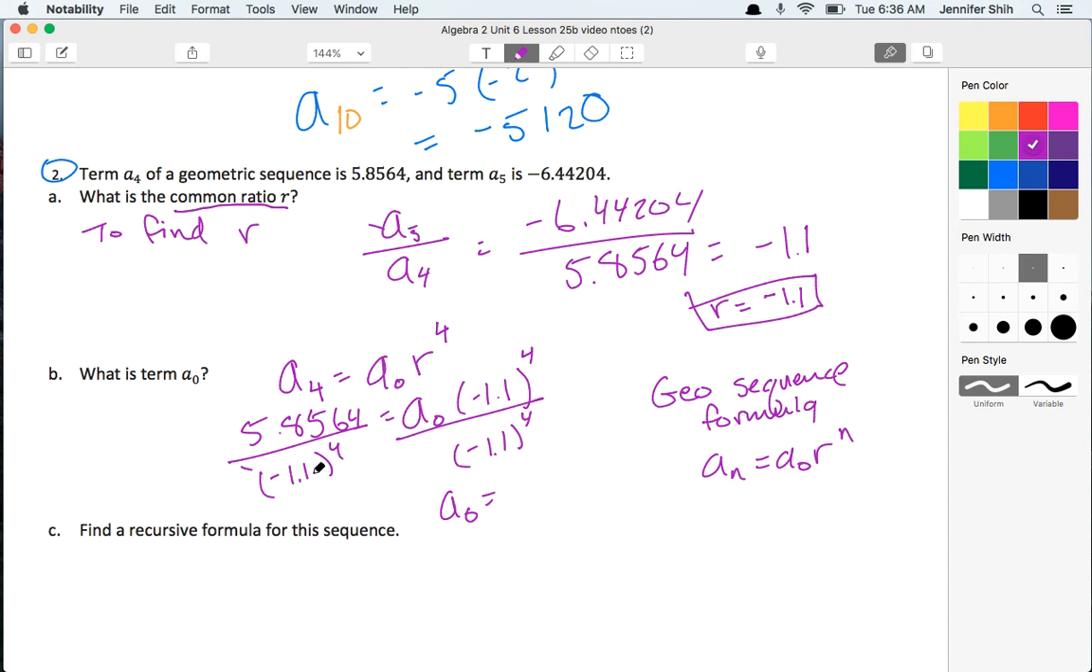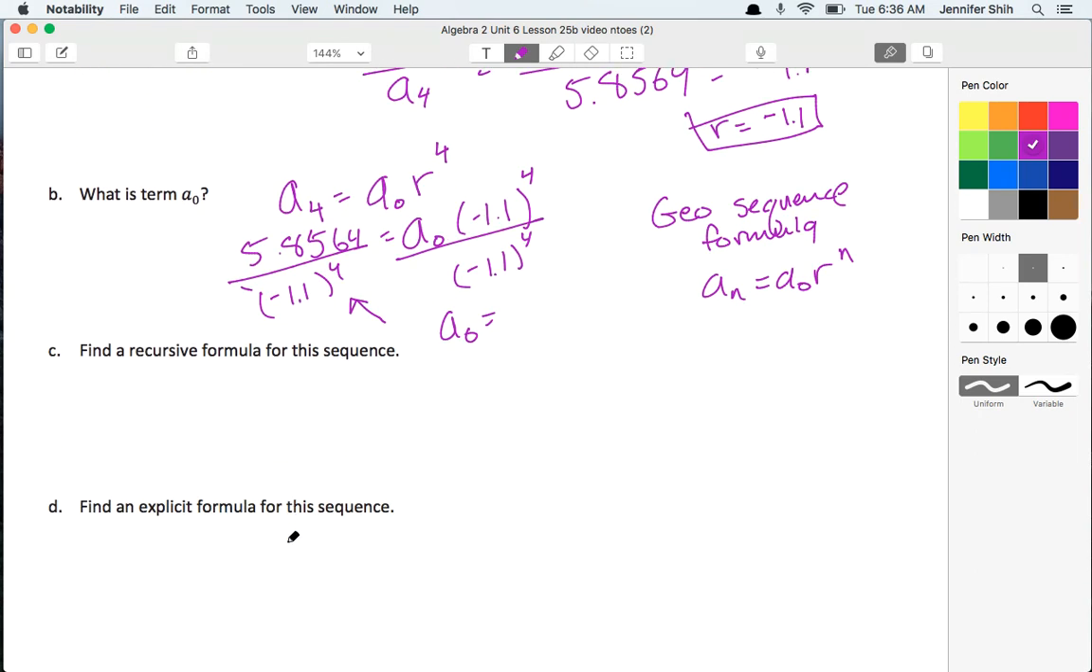This decimal divided by this decimal is going to be, what did I get? I didn't actually solve it out, but it's equal to this. Sorry, folks. I didn't solve it out, but it's going to equal this in decimal form. Okay, so let's write a recursive formula for this sequence.